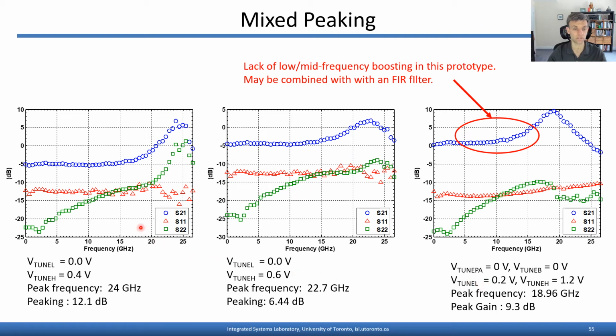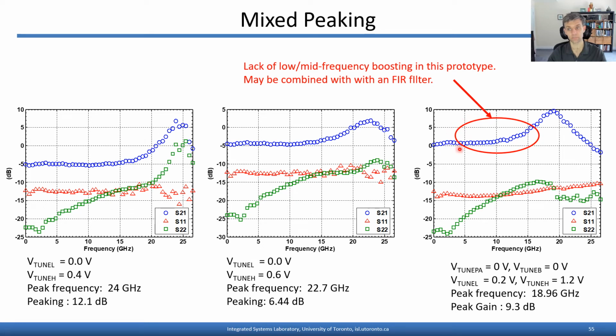Now, combining these two, we could get a kind of mixed peaking. So if we combine this peaking setting for the high frequency path with this peaking setting for the low frequency path, we can get a kind of mixed peaking here at around 19 gigahertz that may be more useful in some applications. Unfortunately, it turned out that for wireline applications, you really need some amount of boosting at these lower mid frequency range in order to serve as a good equalizer.